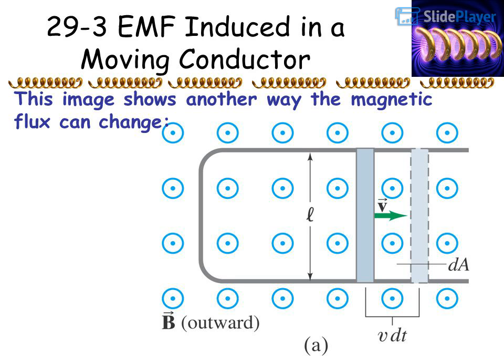29-3 EMF induced in a moving conductor. This image shows another way the magnetic flux can change. Figure 29-12a. A conducting rod is moved to the right on a U-shaped conductor in a uniform magnetic field B that points out of the page. The induced current is clockwise.